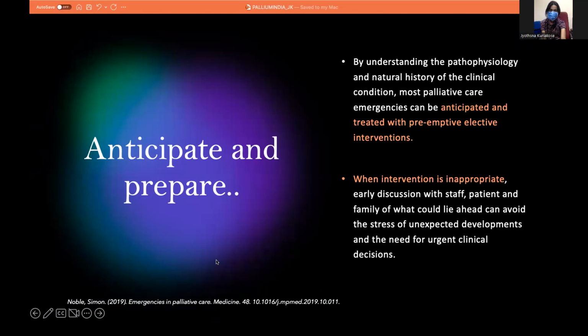Another point is that most palliative care emergencies can be anticipated and treated with preemptive elective interventions. Whenever an intervention is inappropriate, sensitive conversations and discussions with the patient, his or her family, and the staff about what lies ahead can avoid the stress of unexpected developments and the need for urgent clinical decisions. So always keep in mind the clinical context. Second, anticipate an emergency and prepare the family and the patient through systematic and empathetic conversations. This is where the importance of early palliative care lies.